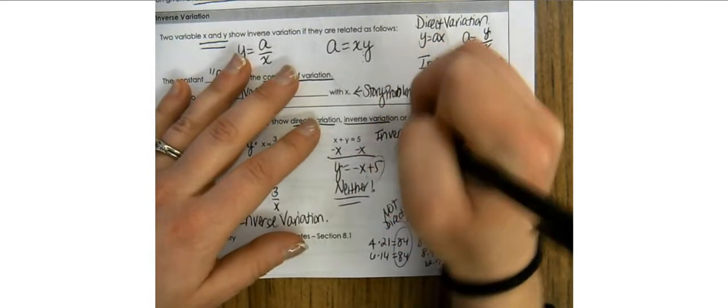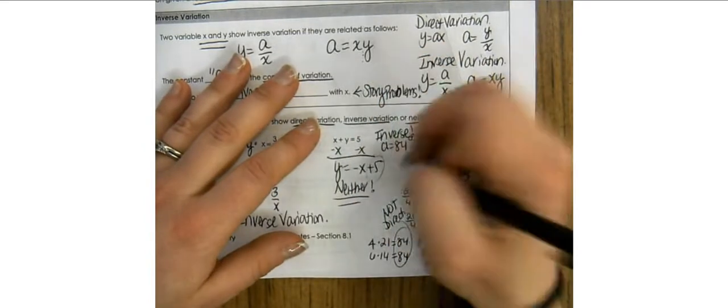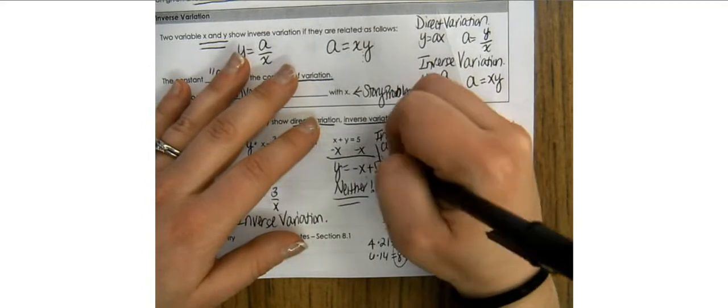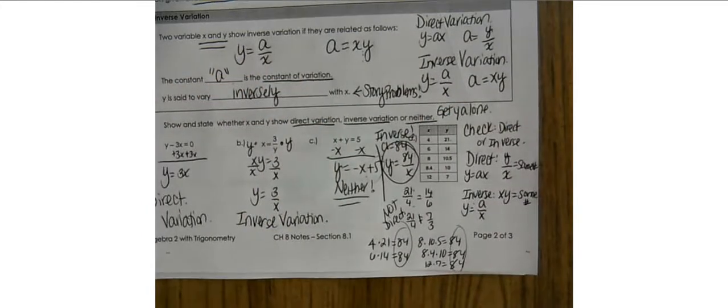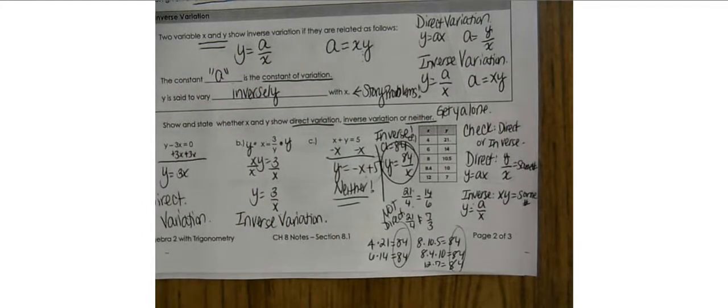And where do I want to write that? I'll write it right up here. This is an inverse variation where our a value is equal to 84. So our equation is going to be y equals 84 divided by x. And that is our function. This is an inverse variation, and we write it as y equals 84 divided by x.